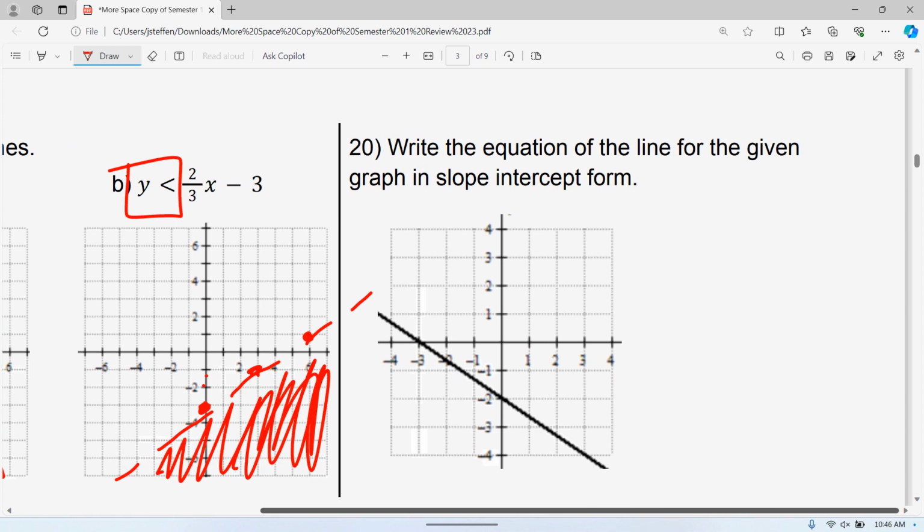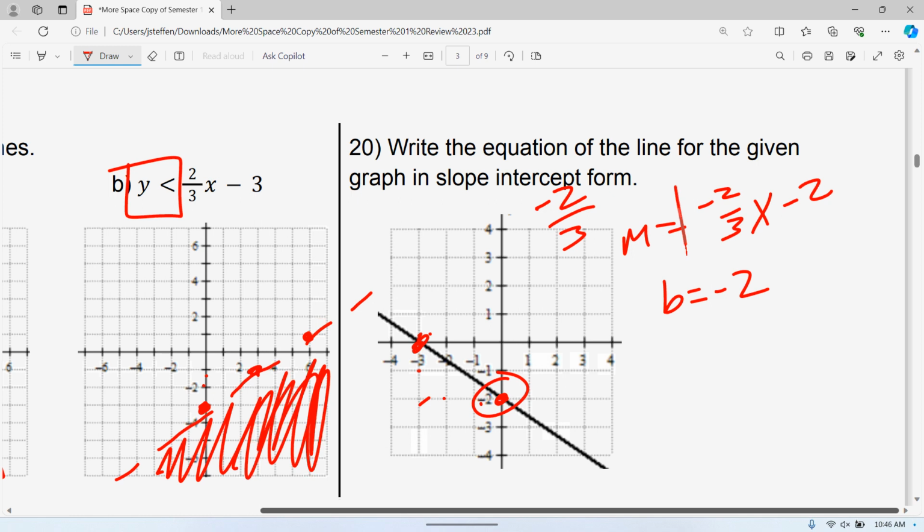Write the equation. I know the y-intercept is -2, and the slope, it goes through this point. Looks like this is the other point. So down 1, 2 over 1, 2, 3. So down 2 over to the right 3. So -2 over 3. x minus 2.